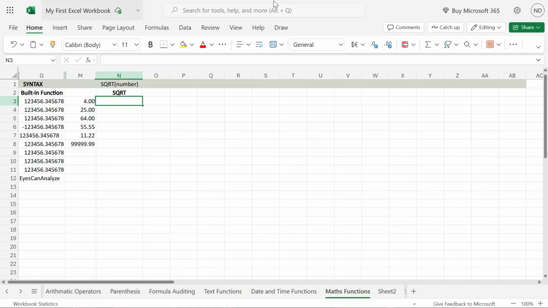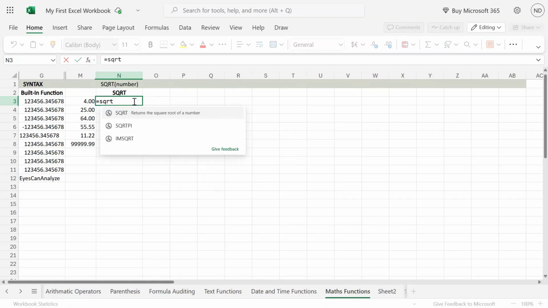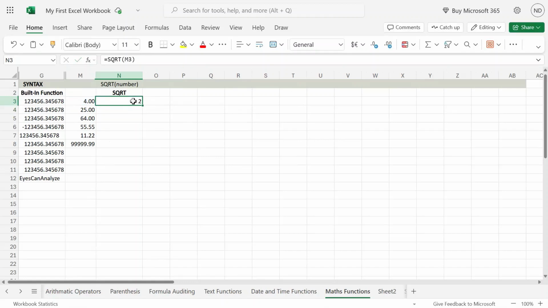It gives me a square root. So let me write this function here, equal to square root of 4 that we are looking out for. It should give you 2, and that's our answer. Same way, if I want the square root of 25, it's 5. Square root of 64 is 8.